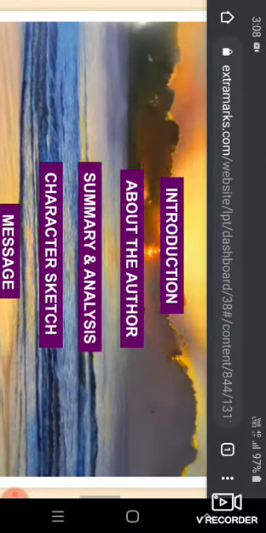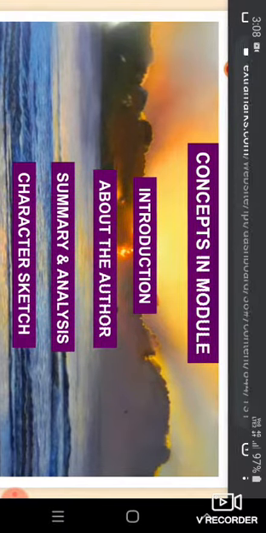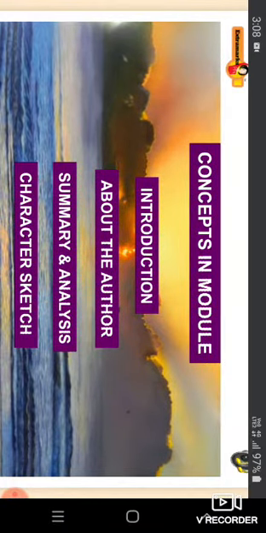Concepts in module. Introduction. About the author. Summary and analysis. Character sketch. Message.